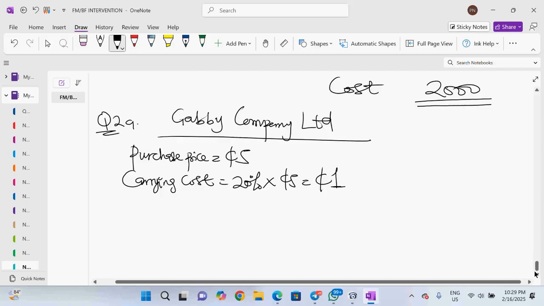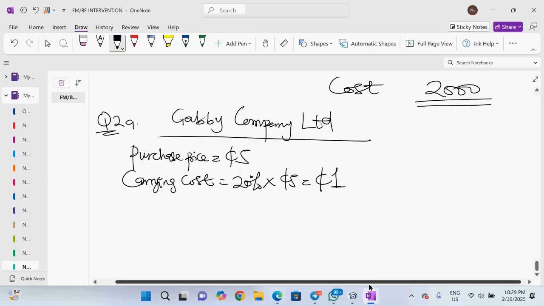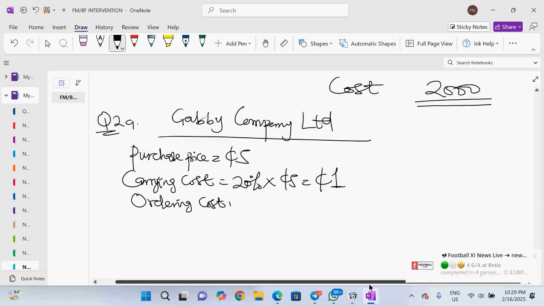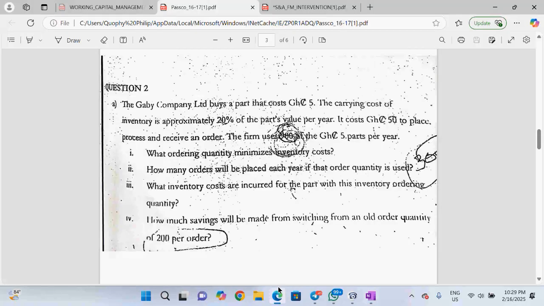And then what else? What is our ordering cost? It costs 50 cedis to place an order and receive an order. So the ordering cost per unit is how much? 50 cedis.